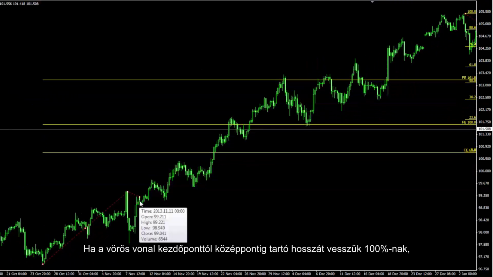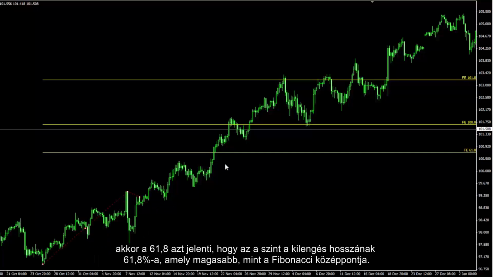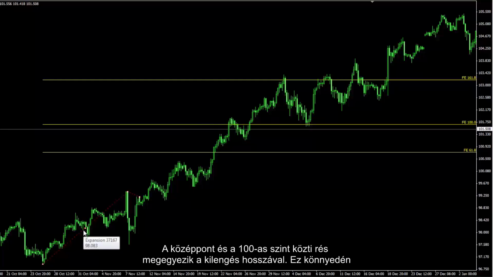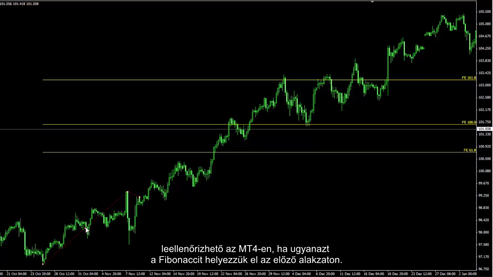If the length of the red line from the start to the middle point is considered as 100%, then 61.8 means the level is 61.8% of the swing length higher than the middle point of Fibonacci. The gap between the middle point and the 100 level equals the length of the swing. It can be checked easily in MetaTrader 4 by placing the same Fibonacci over the previous pattern.